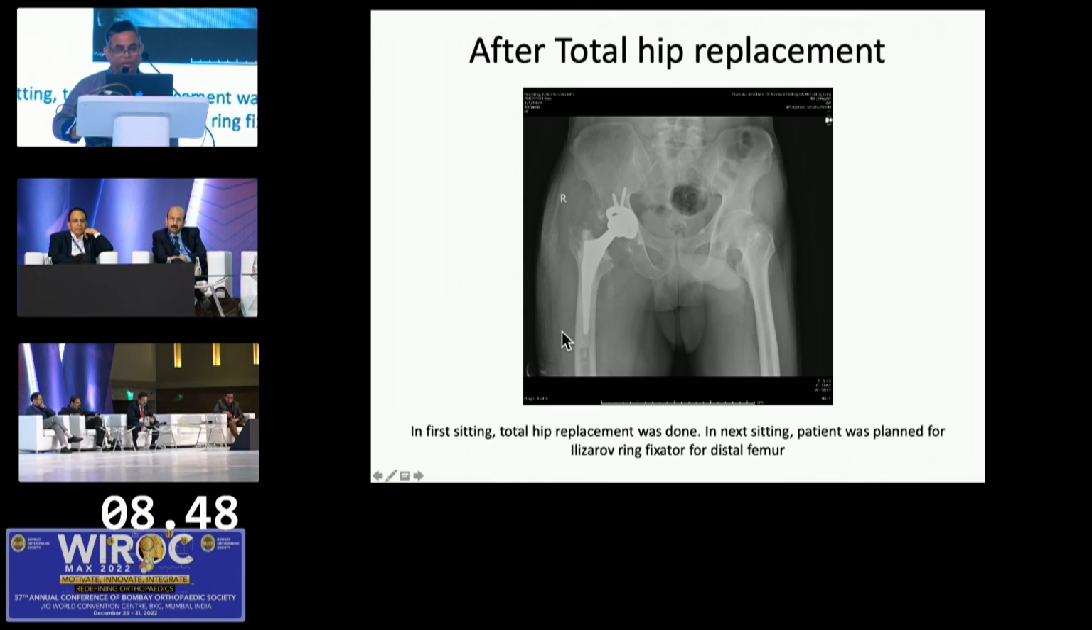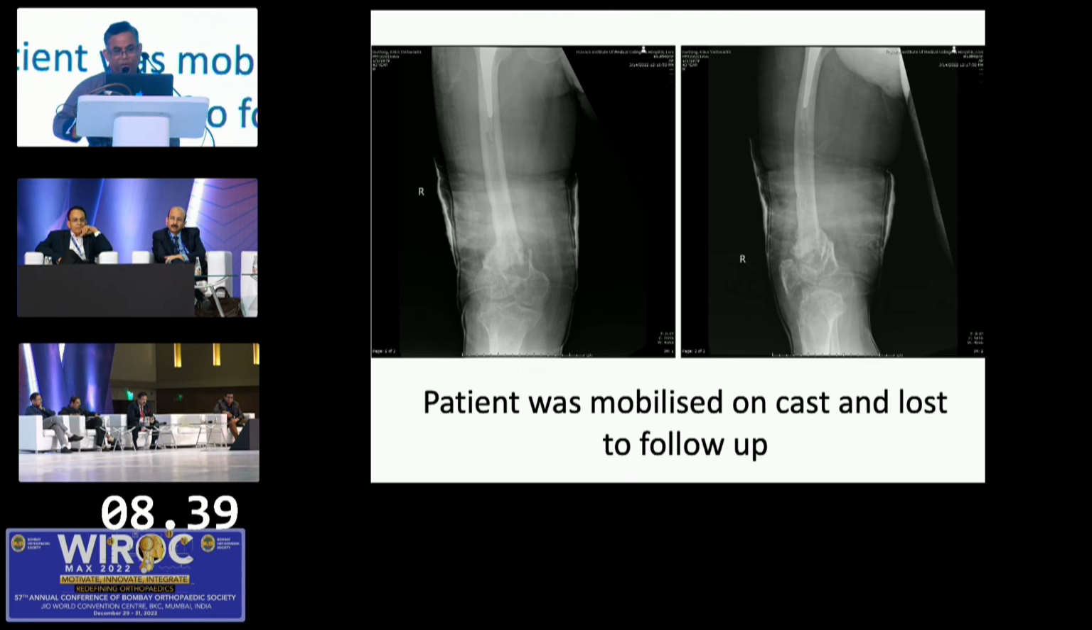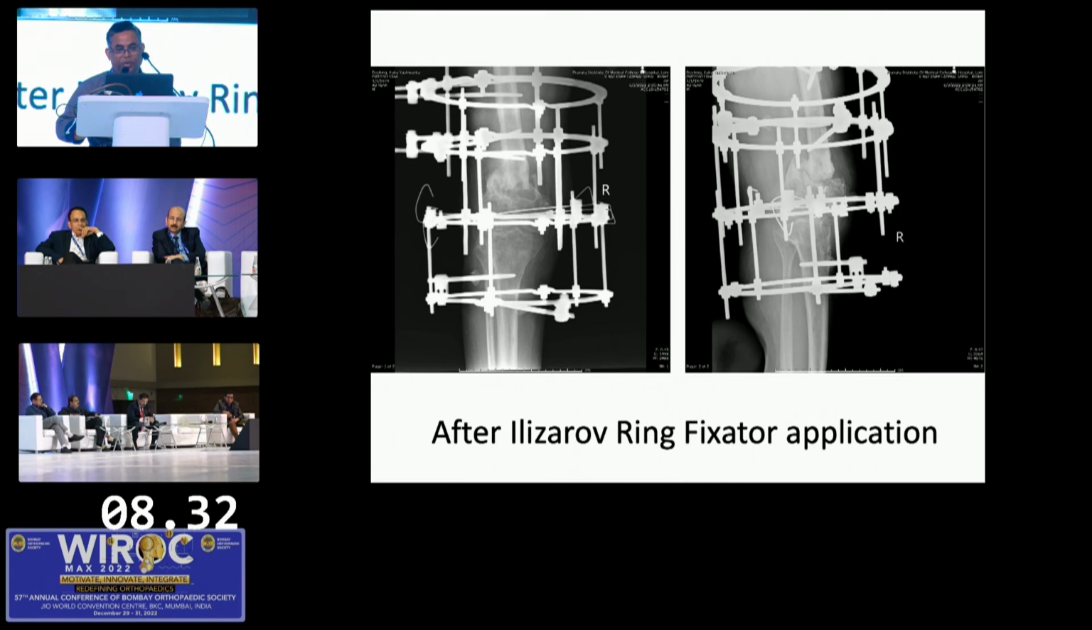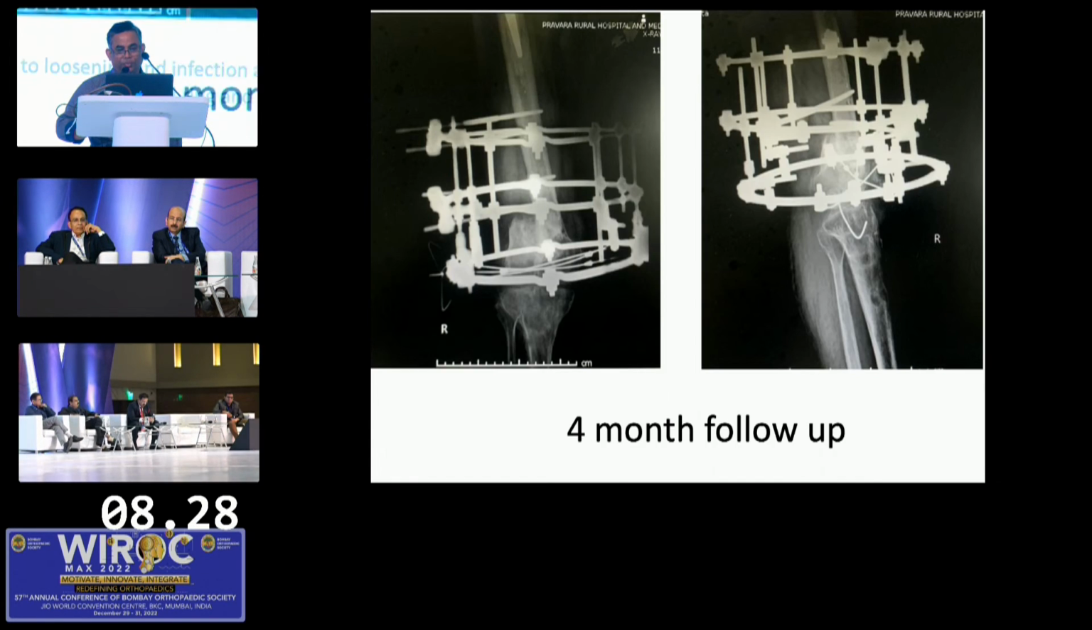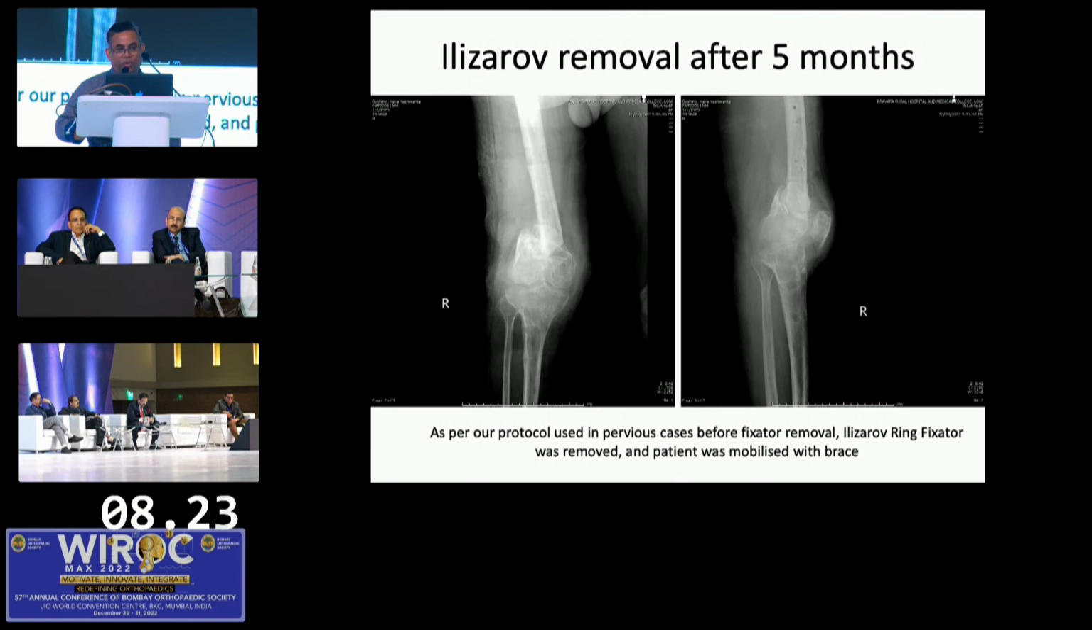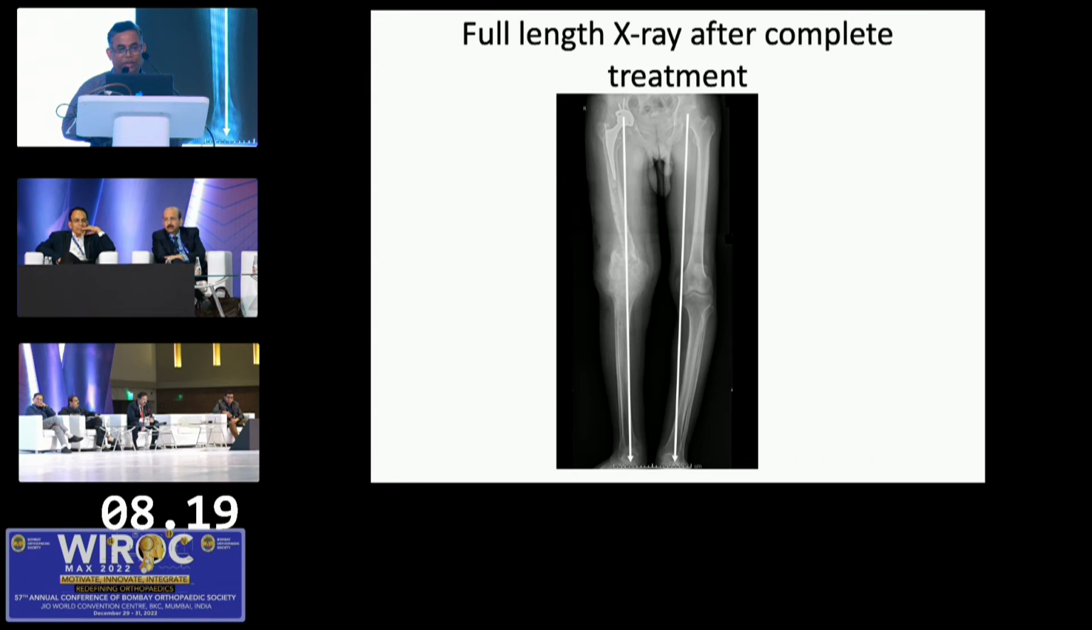So after a lot of discussion, we did a total hip replacement proximally on the neck side, and the patient was mobilized on a plaster. After a few months, we put an Ilizarov here. Again the patient is weight bearing on the Ilizarov. And then this is the 4 months follow-up, and this is the follow-up on removal. The full length X-ray shows that the mechanical axis is well aligned.